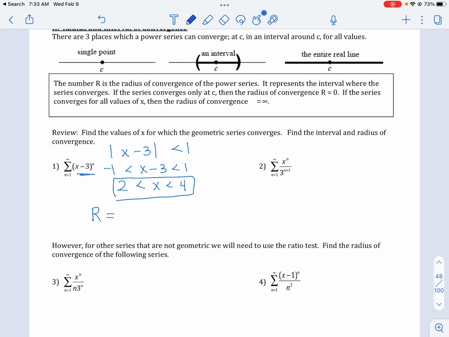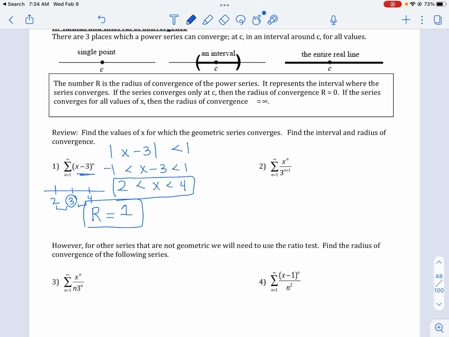And basically, if you think about your number line, we're going from 2 to 4. What's the center? In this case, it's 3. And how many units are we going in either direction? We are going 1 unit in either direction. So this is called our radius of convergence.